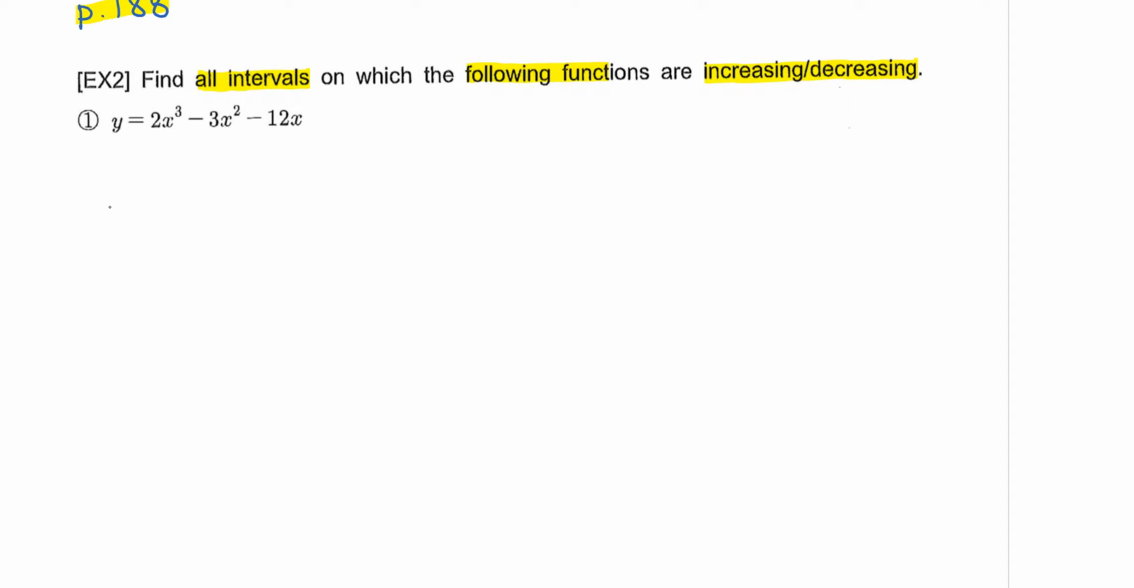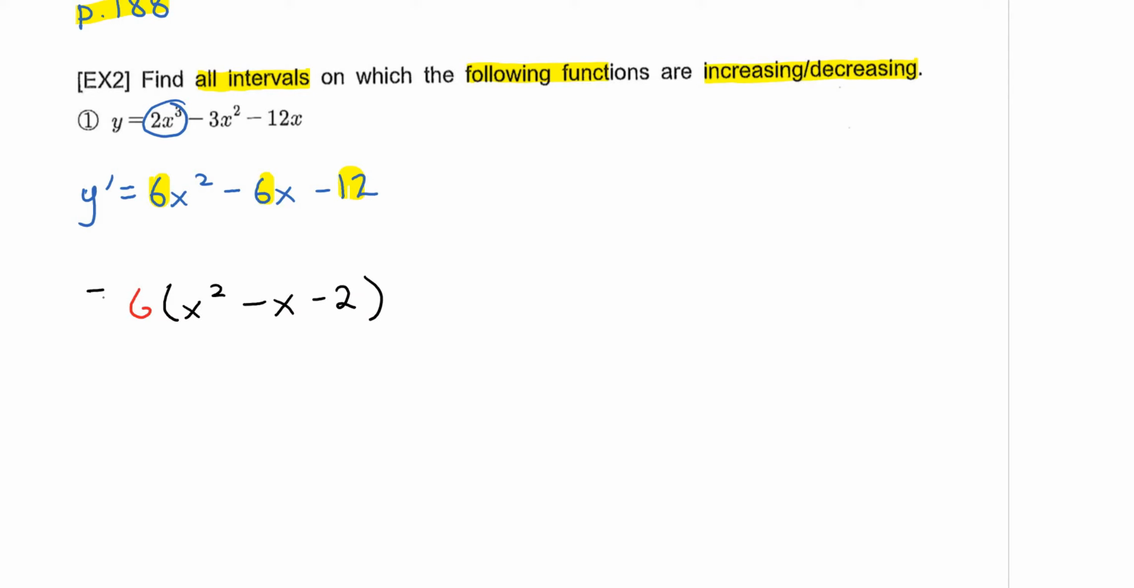All right, so step number 1, I want to take the derivative. So y prime equals 6x squared minus 6x minus 12. So that's the very first step. You take the derivative, and after you take the derivative, you can factor out a 6 from all three of those terms. So 6 is my greatest common factor, and then I would be left with x squared minus x minus 2. Close the bracket, set that equal to 0.